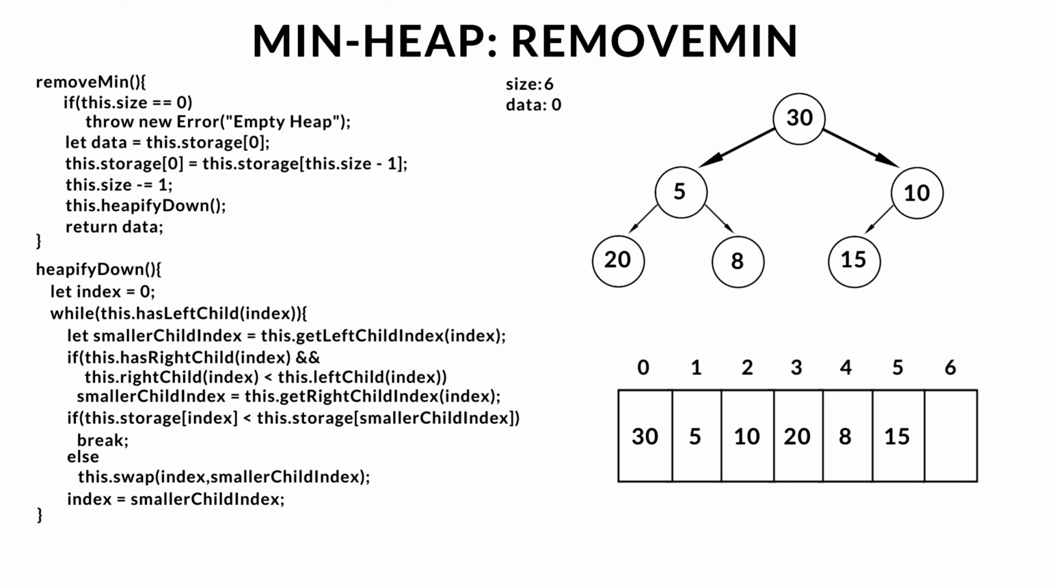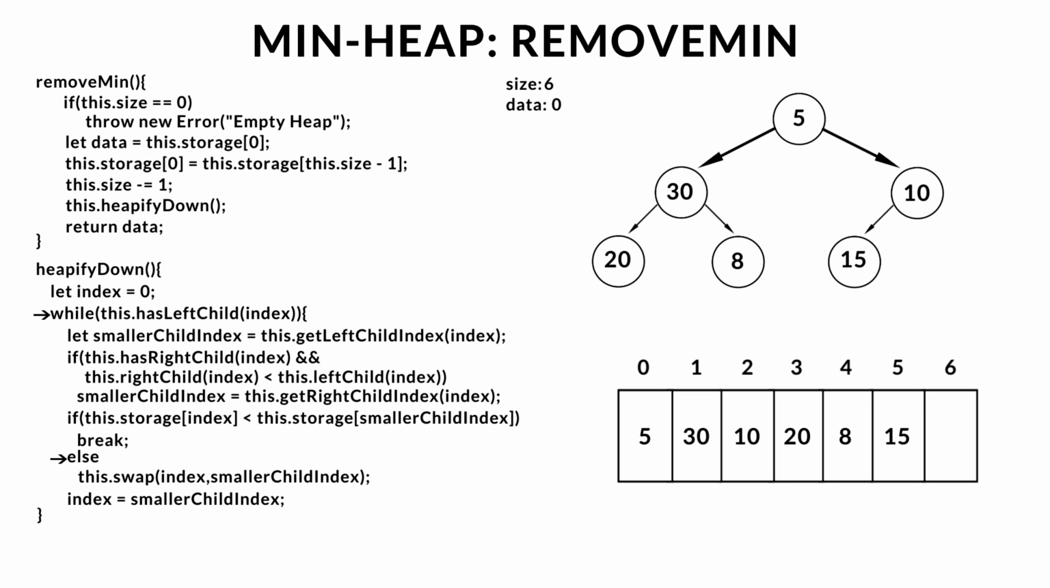So from here, we need to traverse down the tree. So we start at index 0, which is our root. We then start to go down our tree, so let's execute our while loop. First, we initialize our small child index to the left child. We then see if the right child is smaller than the left. It's not in this case, so we know the smallest child between the two is the left one. So now we can check to see if the current node we're at is smaller than the left child. So is 30 less than 5? No, it's not. So we swap between the two.